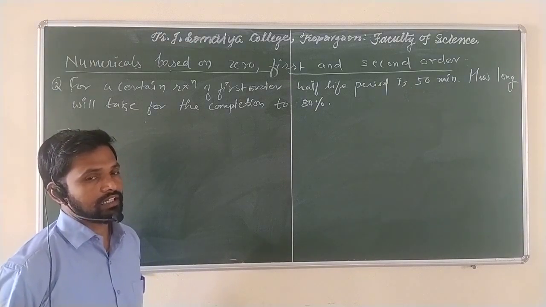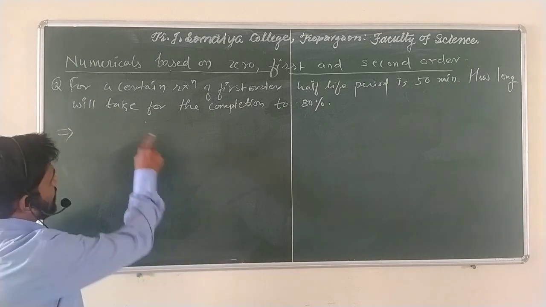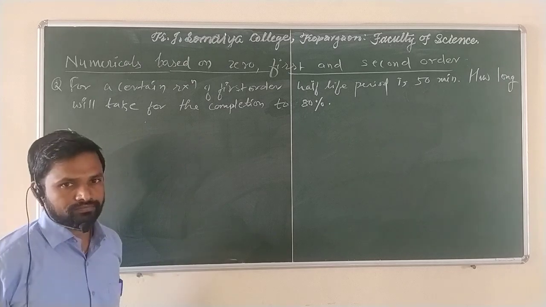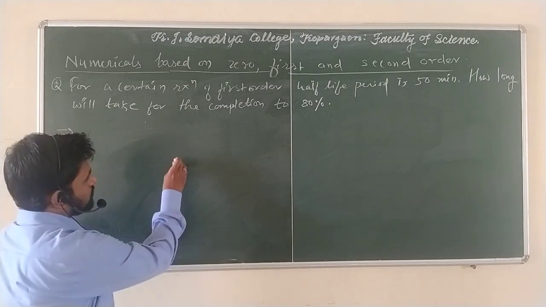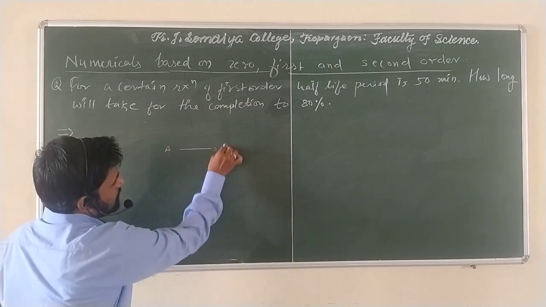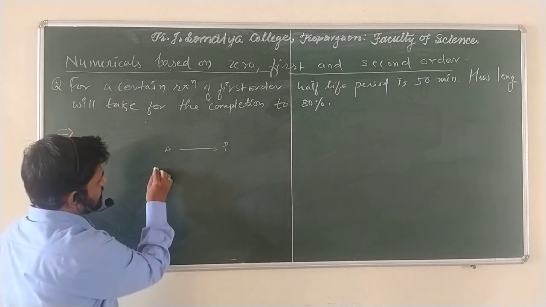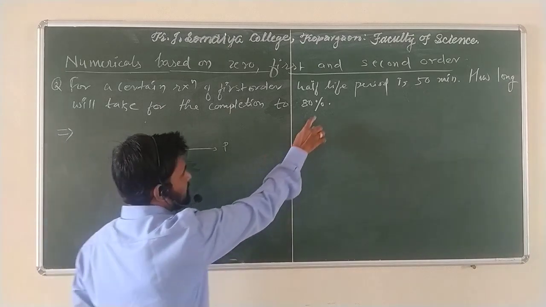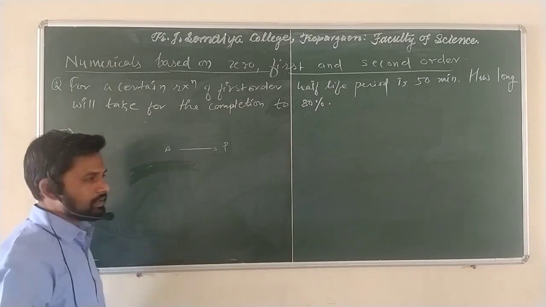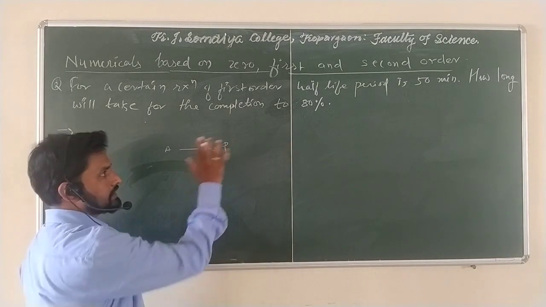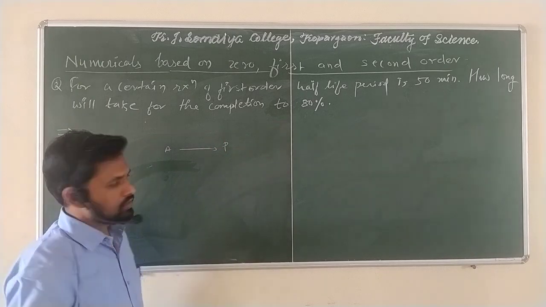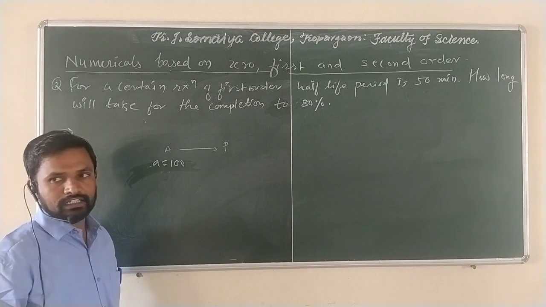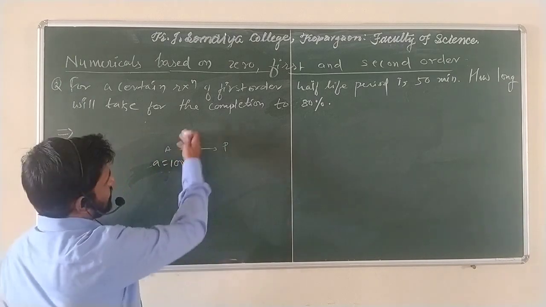Okay. What you have to calculate? You have to calculate the time for 80%. This is the question. Means a reaction is going on, for example A going to products. Initially some amount is there, let us consider 100, because it is asked in percentage. Whenever percentage is given, always fix it in your mind that A equals 100%. A is the initial concentration, that becomes 100 because it is given in percentage.